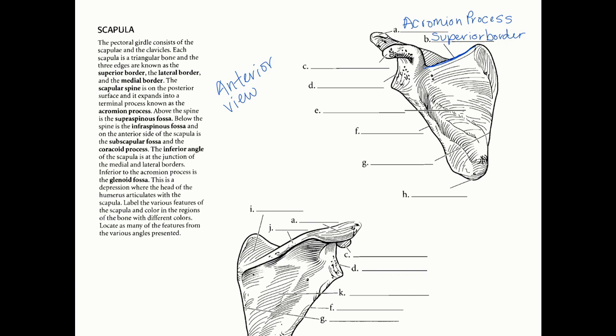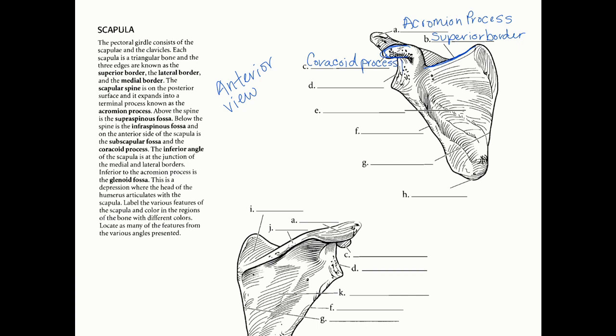C is another extension or process, which is the coracoid process, not to be confused with the coronoid process of the mandible. This is the coracoid process of the scapula. The coracoid is more anterior than the acromion, right? So if you ever palpate in somebody's shoulder, the process that's more posterior is the acromion. The coracoid is more anterior and a bit more inferior than the acromion.